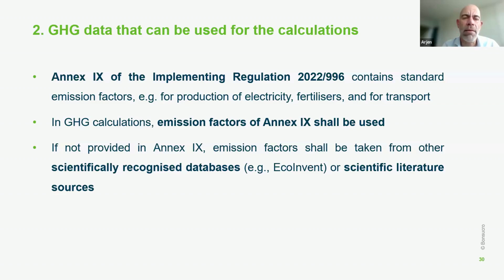What the new standard says is that in actual greenhouse gas calculations, the emission factors of Annex 9 of the implementing regulation shall be used as far as available in that annex. Only if Annex 9 does not provide the emission factor you're looking for, then you may use emission factors from other scientifically recognized databases, for example, the EcoInvent database, or from scientific literature sources. So it's not forbidden to use emission factors from scientific literature or from scientifically recognized databases. You can only use those if there is no emission factor provided in Annex 9 of the implementing regulation.